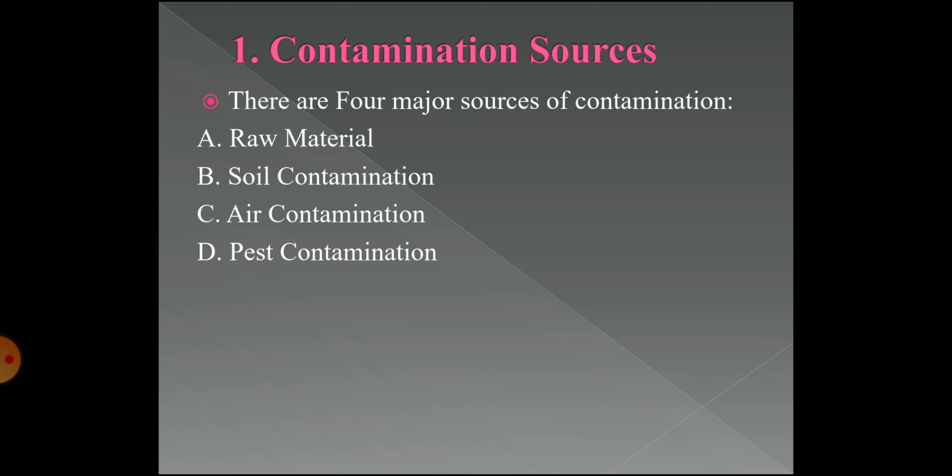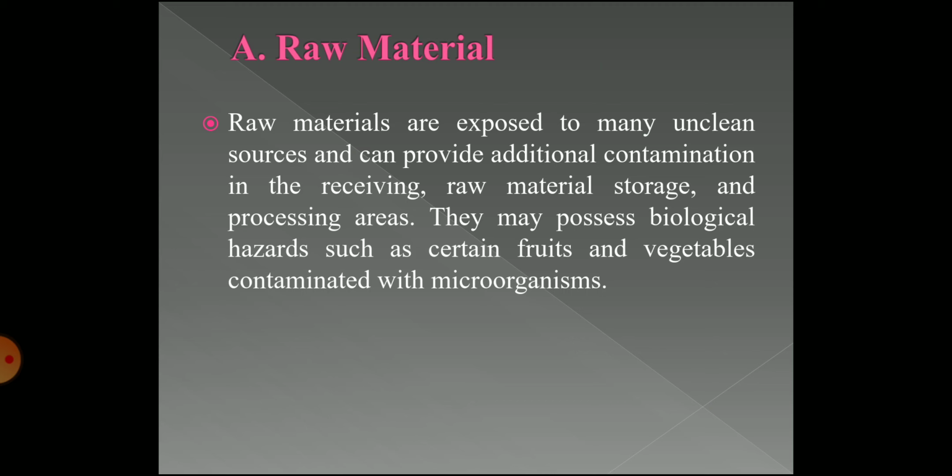There are four major sources of contamination in a fruit and vegetable processing plant. The first one is raw material, second is soil contamination, third is air contamination, and fourth is pest contamination. Raw material: the raw material is exposed to many unclean sources and can provide additional contamination during receiving, storage and processing areas. These may possess biological hazards, or contamination of fruit and vegetables with different microorganisms.